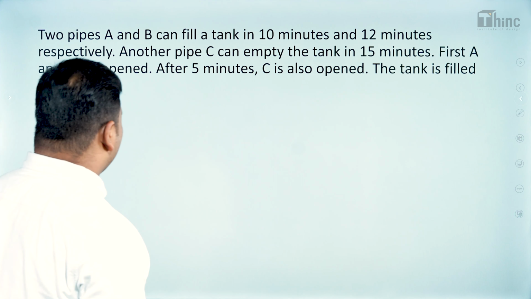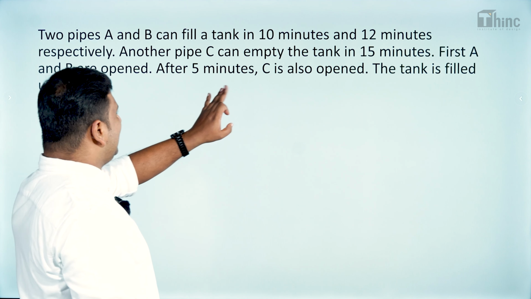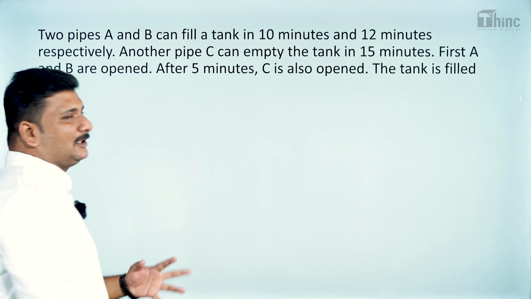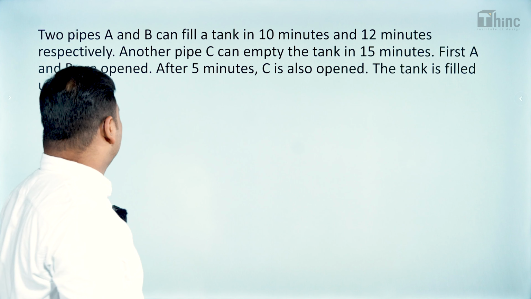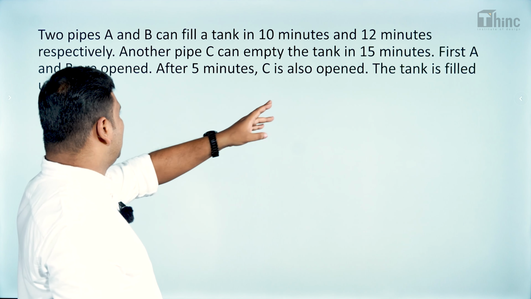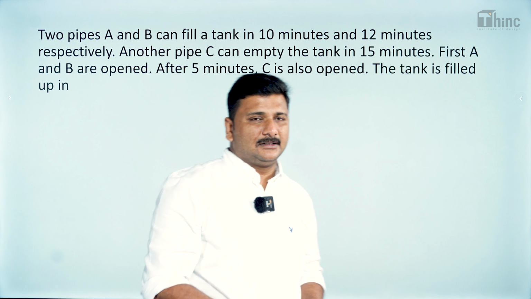So how can we actually do this? Two pipes A and B can fill the tank in 10 minutes and 12 minutes respectively. Another pipe C can empty it in 15 minutes. Very similar to what we did before, right? So what we do is we'll go for the LCM of 10, 12 and 15. So what is a common multiple of 10, 12 and 15?